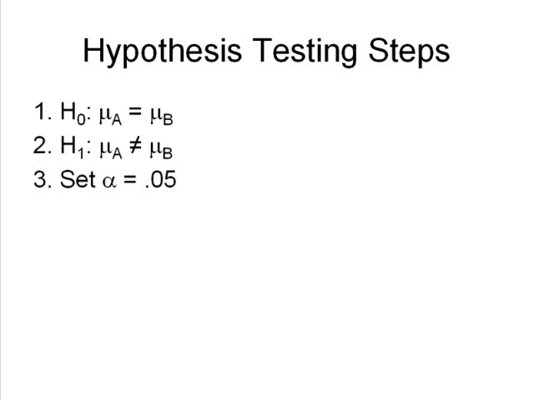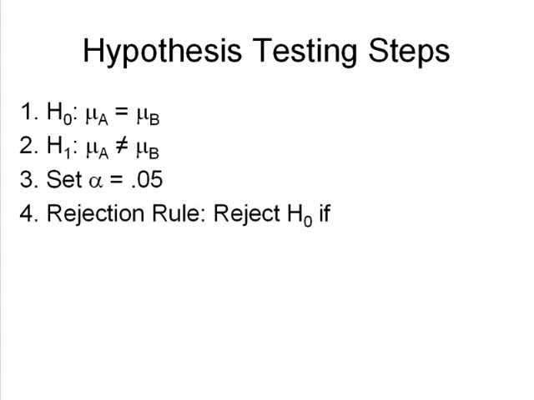Step 3 is just to set our alpha. So we'll set our alpha at 0.05. We set it at 0.05 unless we're told otherwise in this course, because 0.05 is just so traditional. Step number 4 is we set up our rejection rule. Our rejection rule will be to say reject H0 if.